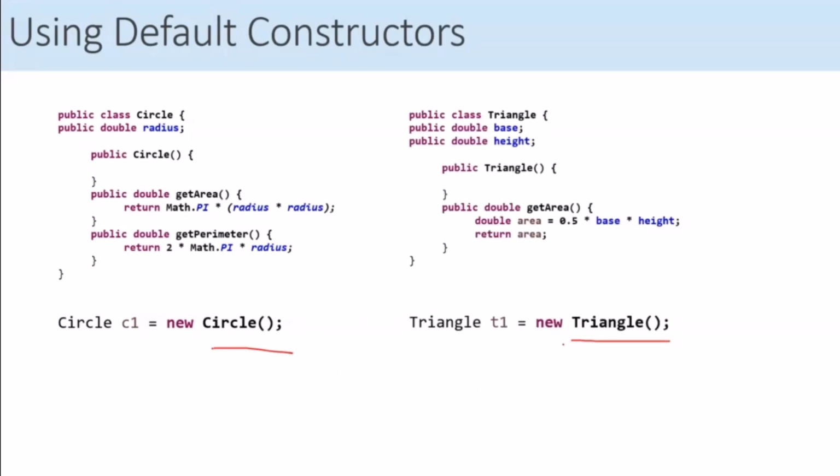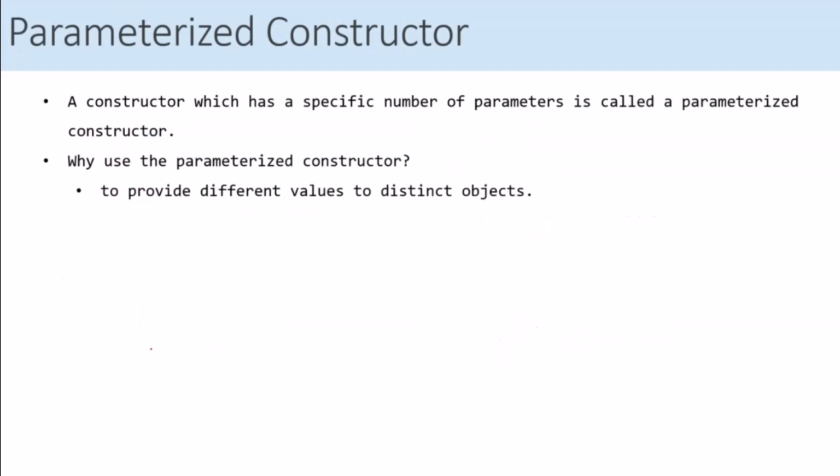triangle, new circle, and we explained this. So here you created an object called what? T1. It's a triangle object. And here you created an object called what? C1, which is a circle object. Not all the time your constructors will be parameterless.